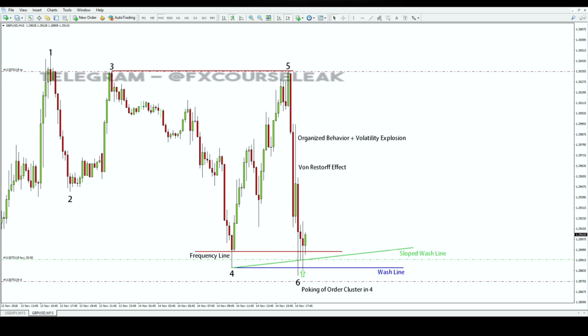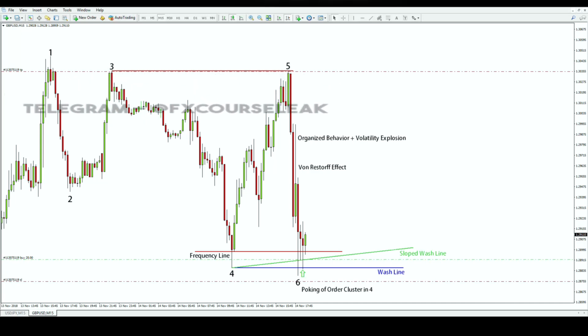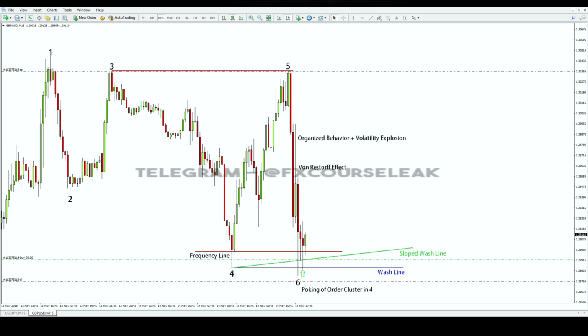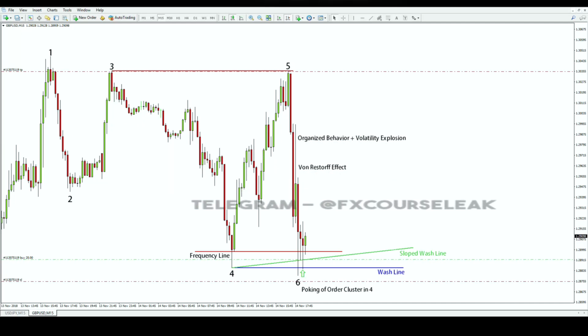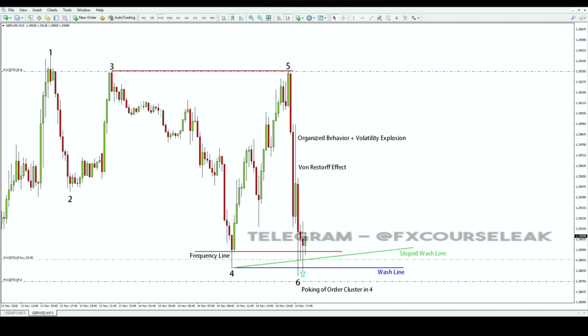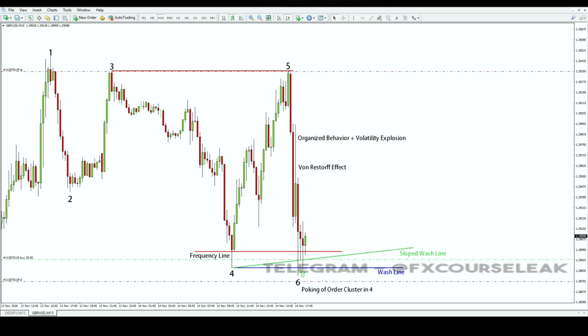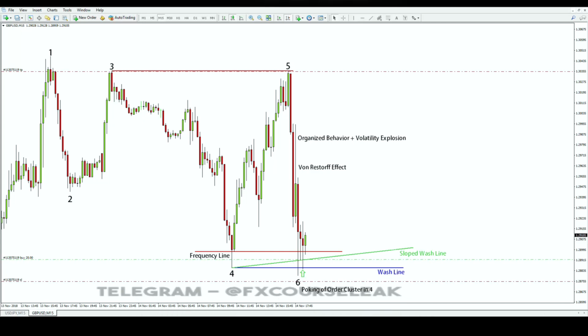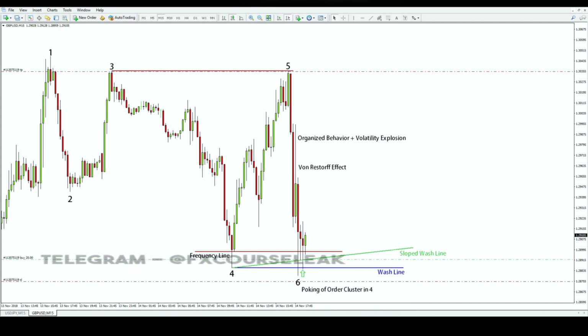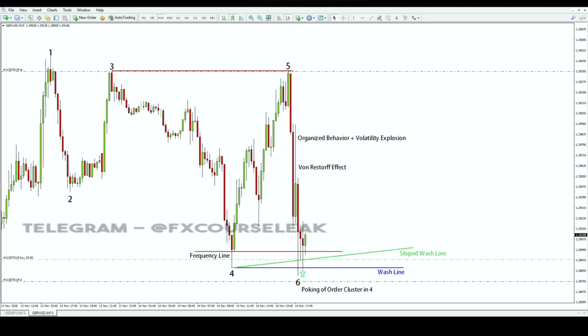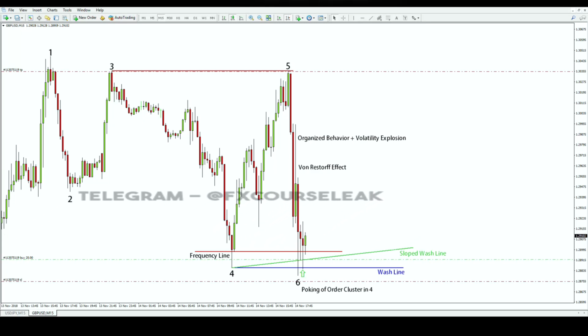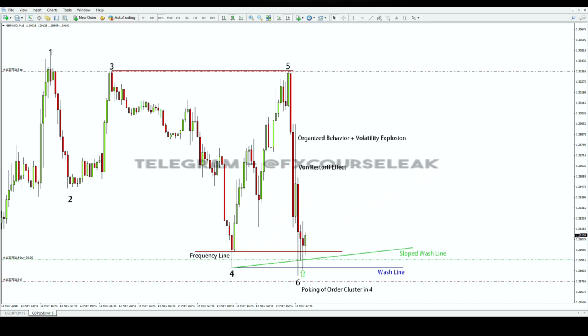To be able to draw this line with this angle, we need at least the candle after candle 6 to catch the sloped frequency. After that, price touched the green line one more time up to this point. The trade you see opened in the chart was triggered when price touched the green sloped wash line for the first time, as it is indicated in the green arrow. The stop loss is naturally placed below low number 6, and the target is placed at high number 5. Let's see how the market develops.